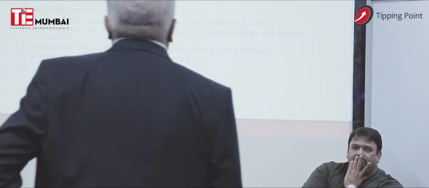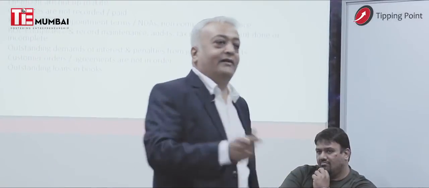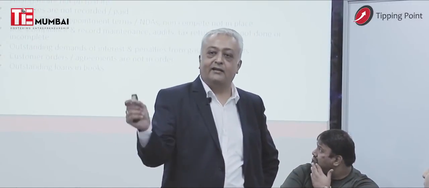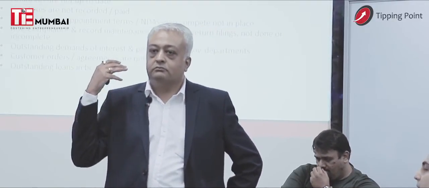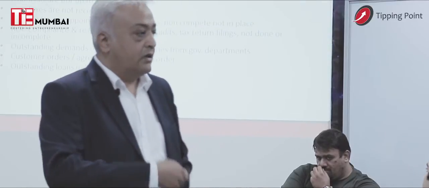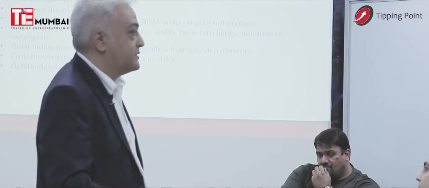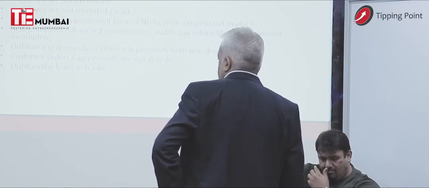Customer orders and agreements are not in order. Maybe you just have a customer's email commitment, or you don't even have an email commitment, and you have started exhibiting services, or you have given away subscriptions or product licenses or whatever. There are outstanding loans in the books.